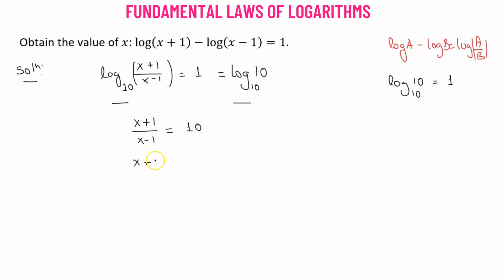Now cross multiplying, we have x plus 1 equals 10x minus 10. So we'll get x minus 10x equals negative 1 minus 10, or we have negative 9x equals negative 11, or x is equal to 11 over 9. So this is going to be the solution to our logarithmic equation.